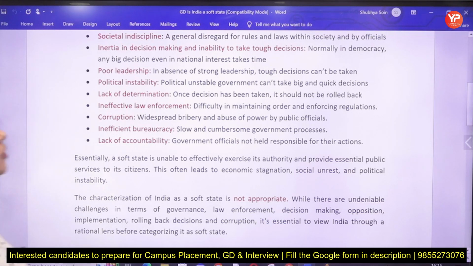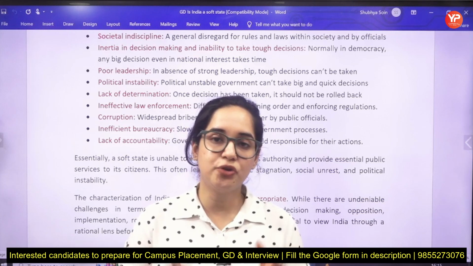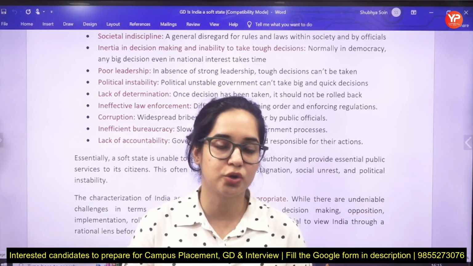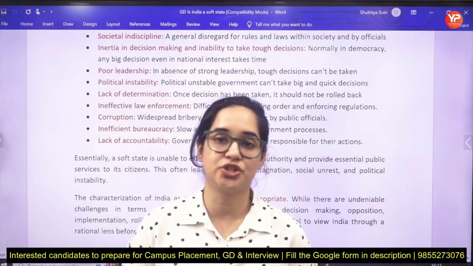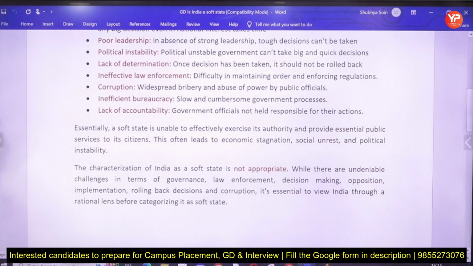Poor leadership. In absence of strong leadership, tough decisions can't be taken. We all agree with it. If you don't have a good leader, how do you expect good implementation of laws? That can't be possible. Political instability. A politically unstable government can't take big and quick decisions. Lack of determination. Once a decision has been taken, it should not be rolled back.